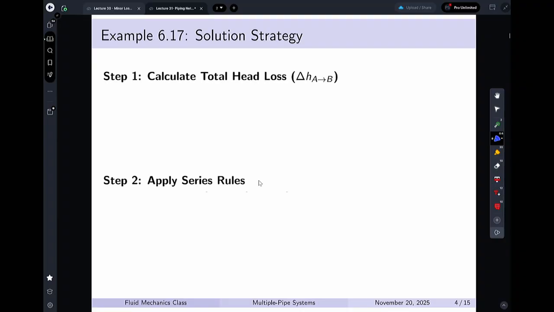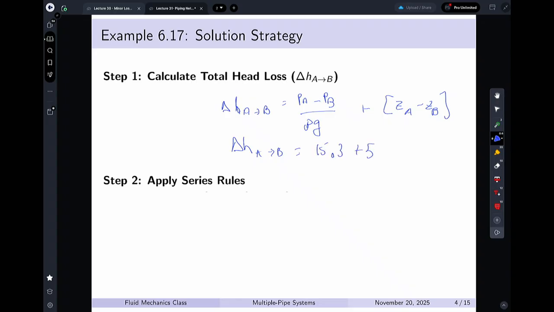And if you calculate the total head loss, it's H A to B, which is PA minus PB all over rho g, plus the difference in height, ZA minus ZB. And here, delta H, A to B, will equal 15.3 plus 5, or 20.3 meters.